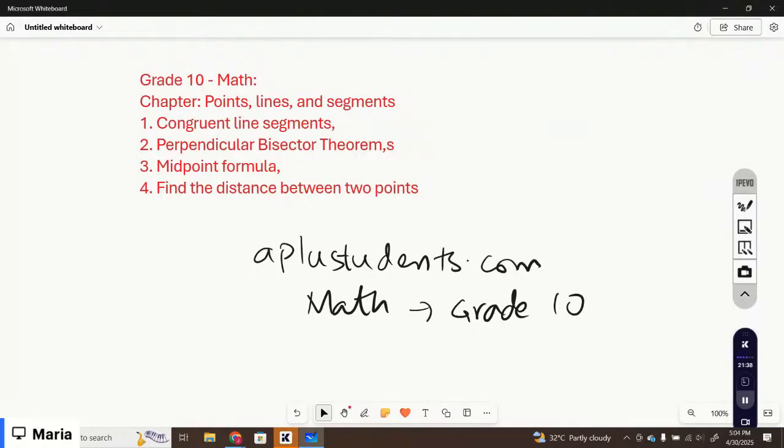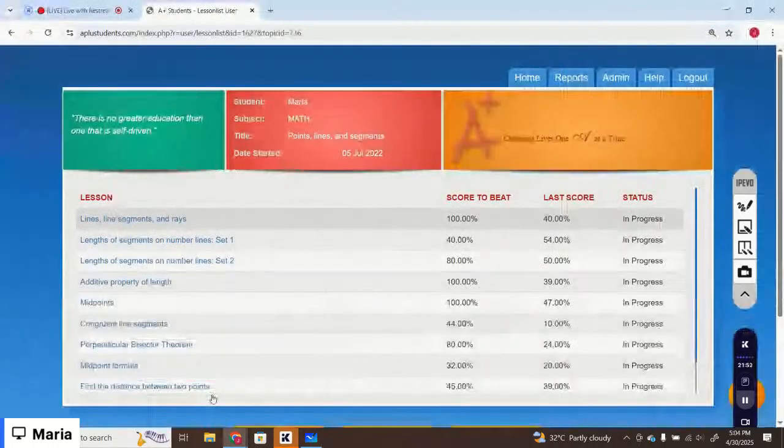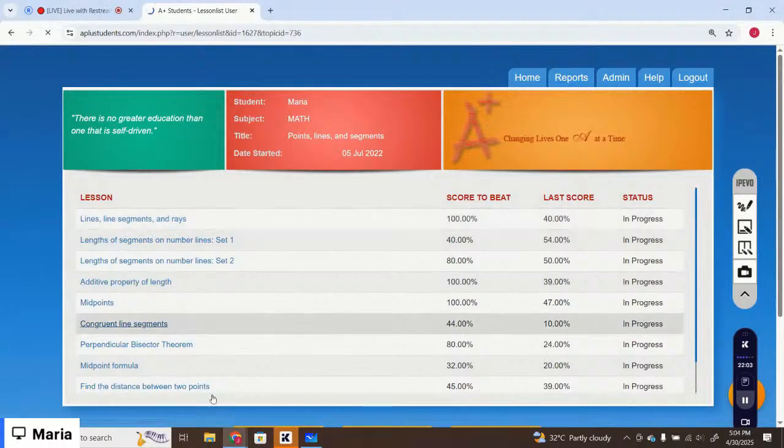The lessons we're going to cover today are congruent line segments, perpendicular bisector theorem, midpoint formula, and find the distance between two points. So please make sure you have your notebook and pencil so that you can note down important examples and definitions as well. Let's just start with the lesson congruent line segments.